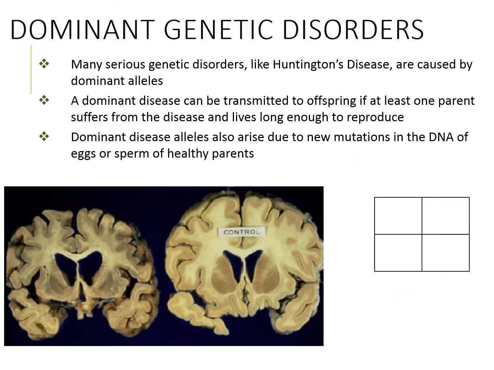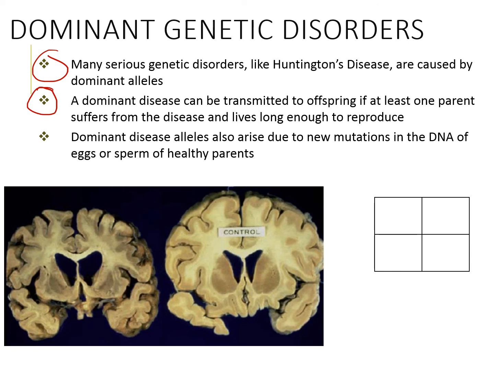Dominant genetic disorders also exist. So this means a mutation occurred that caused a protein to basically not lose its function exactly, but lose its function and gain another function. So it didn't lose its ability to do everything. It just kind of changed what it does. So many serious genetic disorders like Huntington's disease are caused by dominant alleles. That means you only need one copy to be affected.